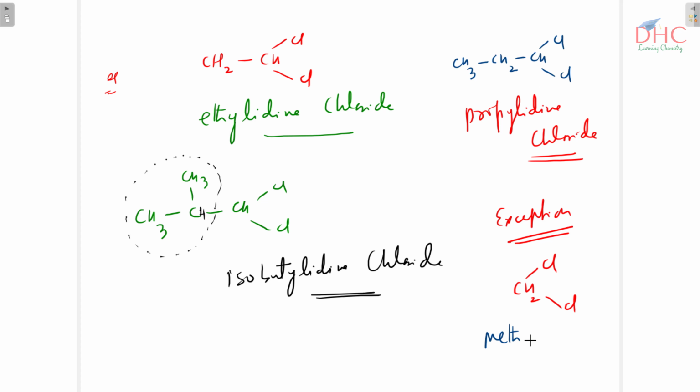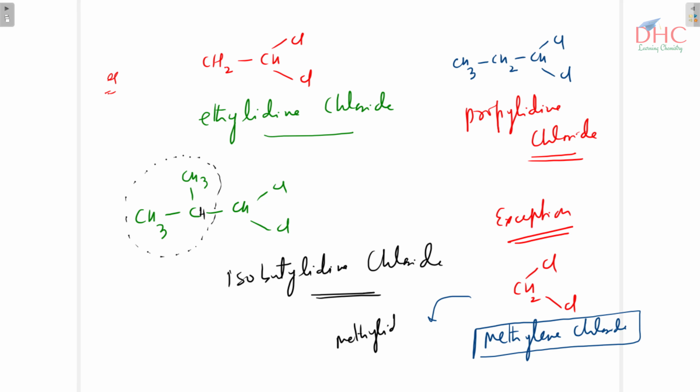So this is called methylene chloride, and you cannot say it as methylidine chloride. So methylidine chloride is incorrect, but methylene chloride is the correct option for this. So the exception is that if there is only one carbon with two halogens on it, you do not name it methylidine chloride, instead you name it methylene chloride. So this is the exception in case of geminals, that is for one carbon atom only.